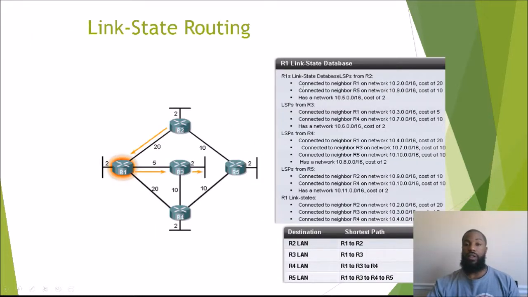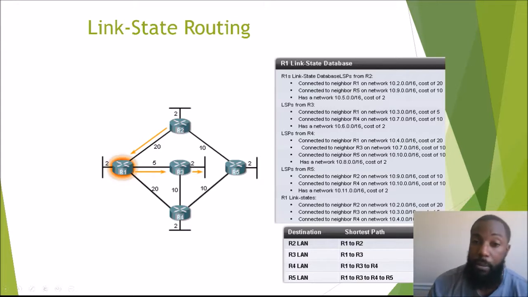And then that's their link state database. LSPs from router 2. I'm not going to explain all this. If y'all want to look at all this, go ahead and pause it, freeze frame it. All right, we're back. Again, this is an example for router 1. That's basically his routing table. These are the costs to get everywhere.